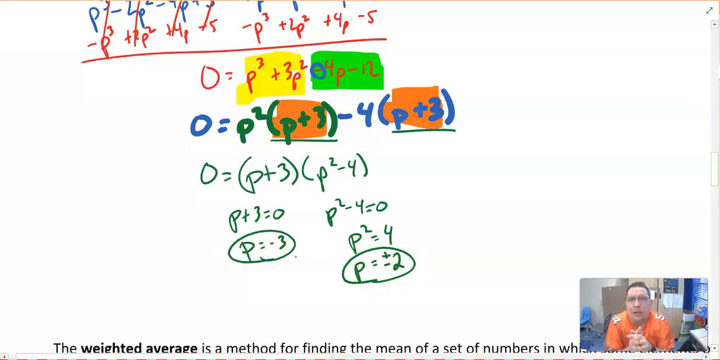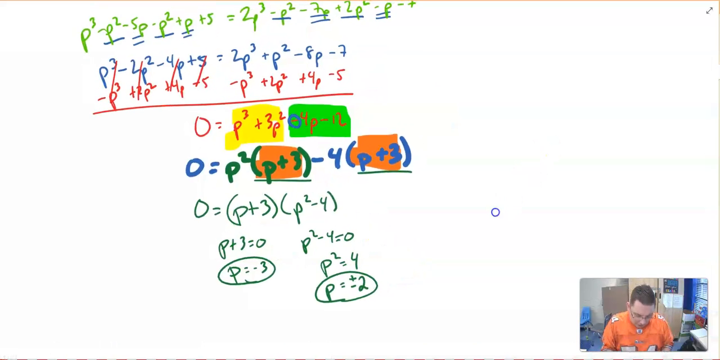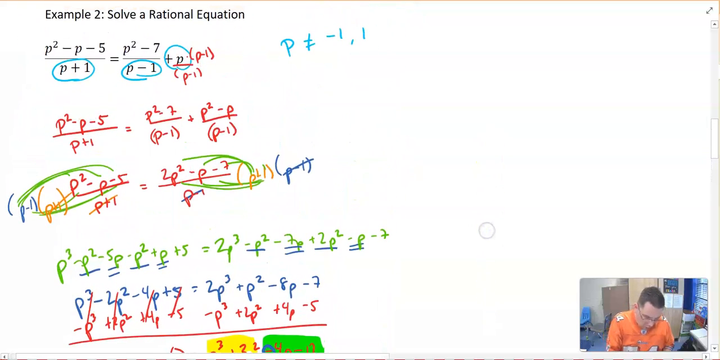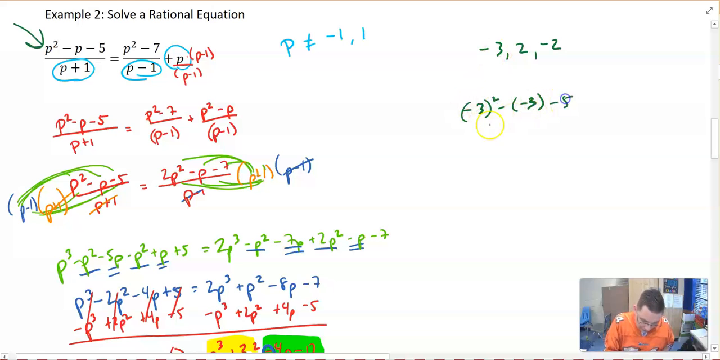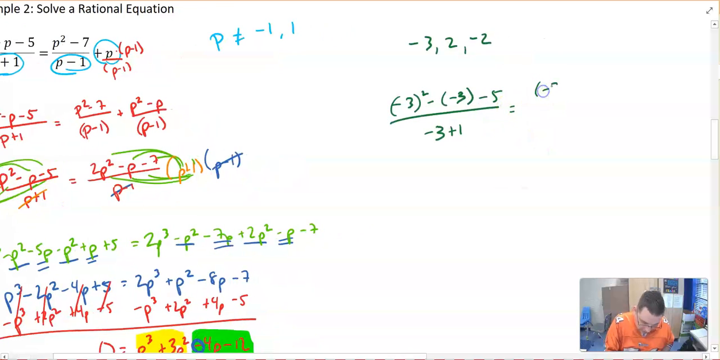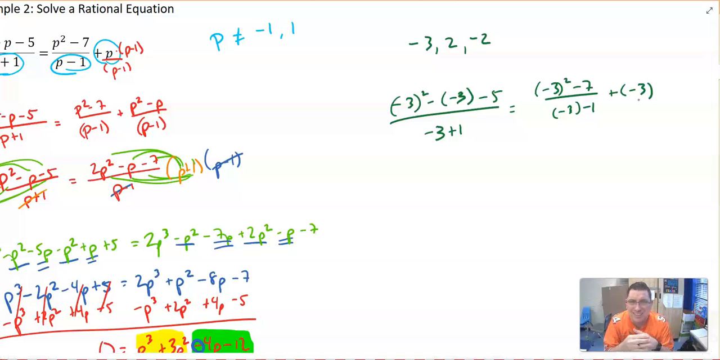Now, here's the issue, is that we have to check all 3 of these, and so that's going all the way back up to the start of the problem, and checking negative 3, positive 2, and negative 2. And so just for example, if I plug in the negative 3, remember that's going to plug in everywhere. 3 minus the 5 over the negative 3 plus 1 is equal to the negative 3 squared minus 7 over negative 1 plus negative 3. And again, there's a lot of negative 3's in this problem. There's a lot to simplify here. And so it is prone to mistakes.